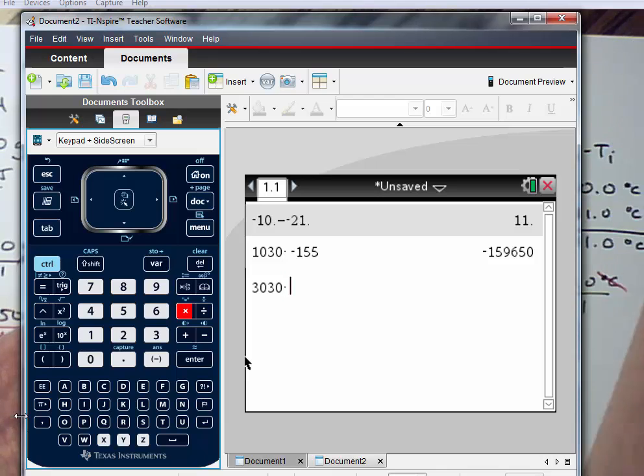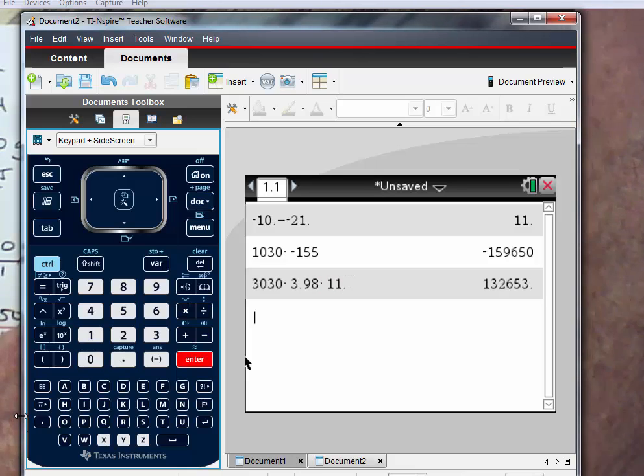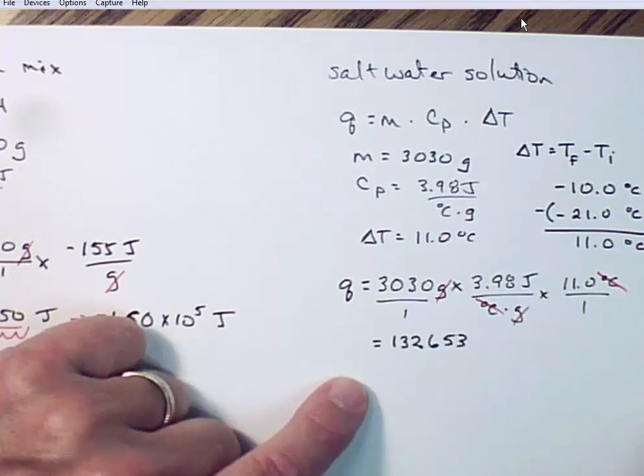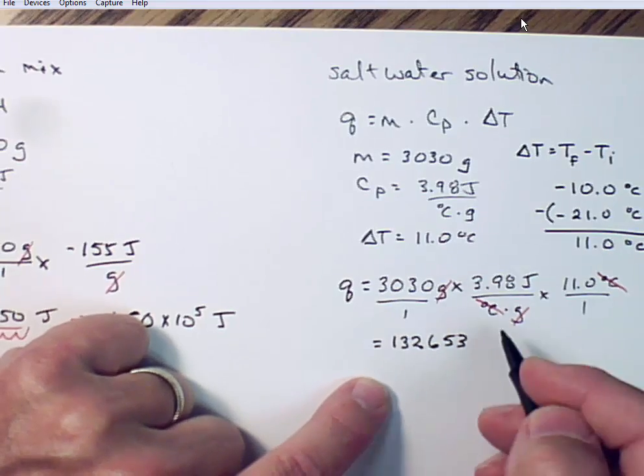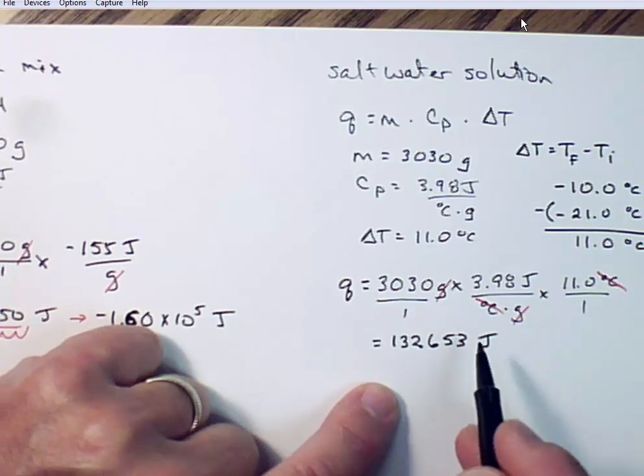3030 times 3.98 times 11.0, and we get this really large number. 132,653. And we've got joules left. We cancel everything but joules here. Need to round it off to 3 digits.